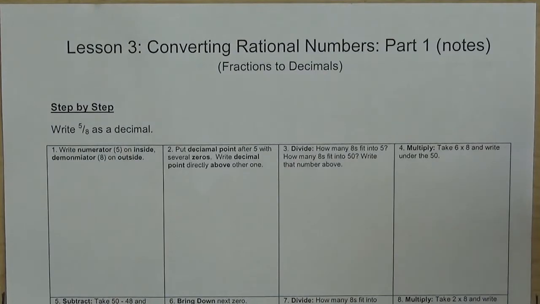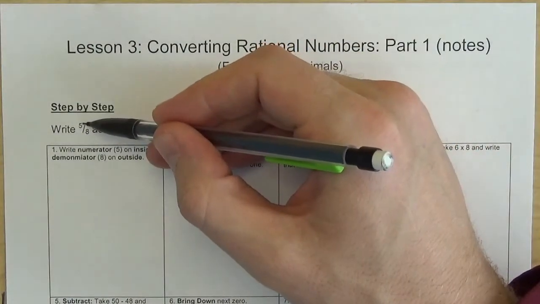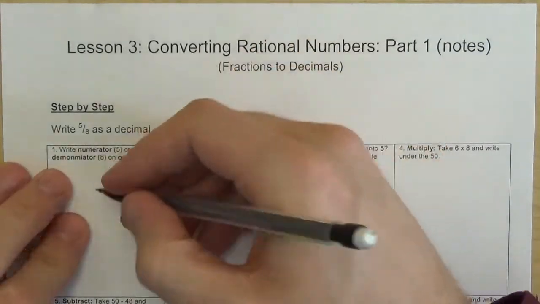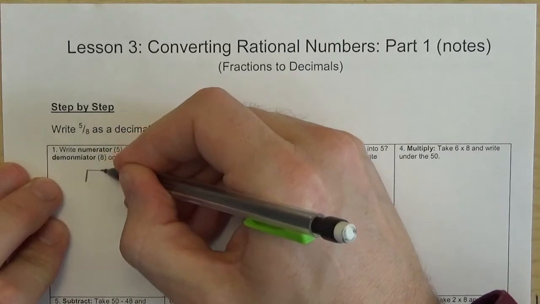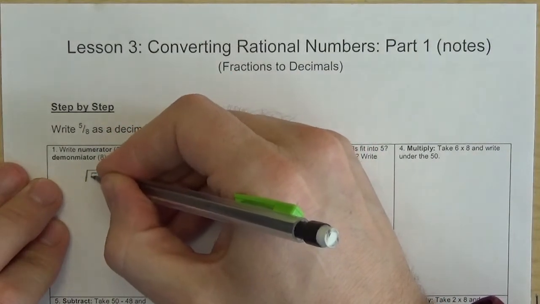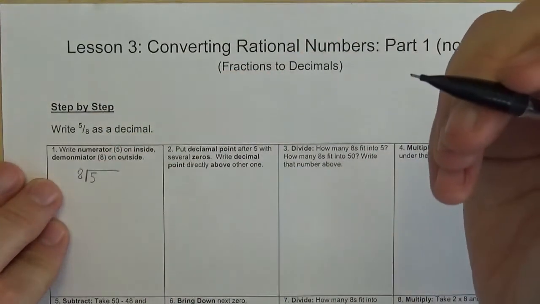So the first step says to write the numerator, which in this case is the number on top, as usually is 5, on the inside, and the denominator on the outside. So we're going to create a little division symbol here. We're going to write the 5 on the inside, the numerator, and the denominator on the outside. So that's it for step number 1.